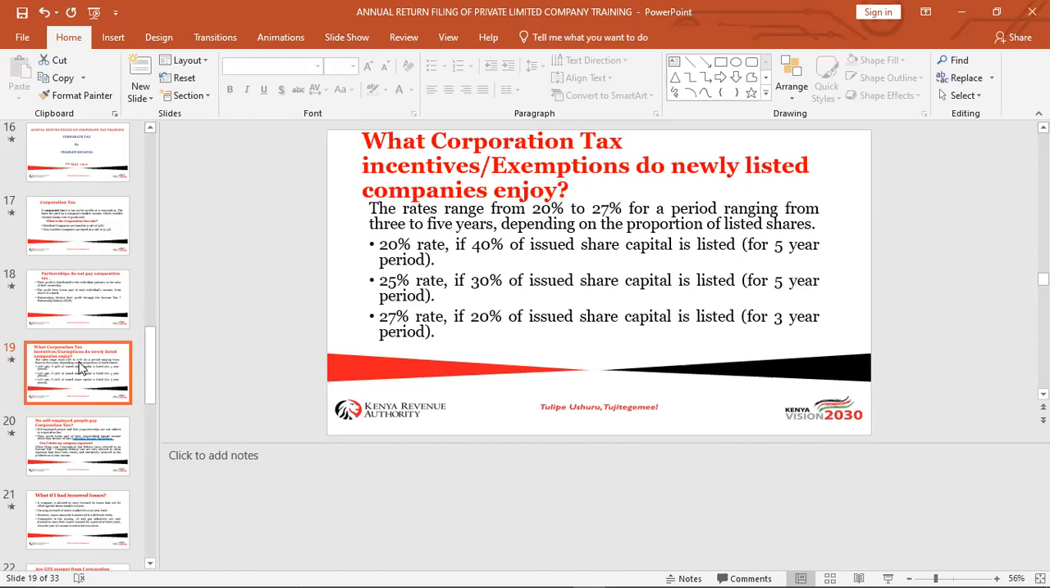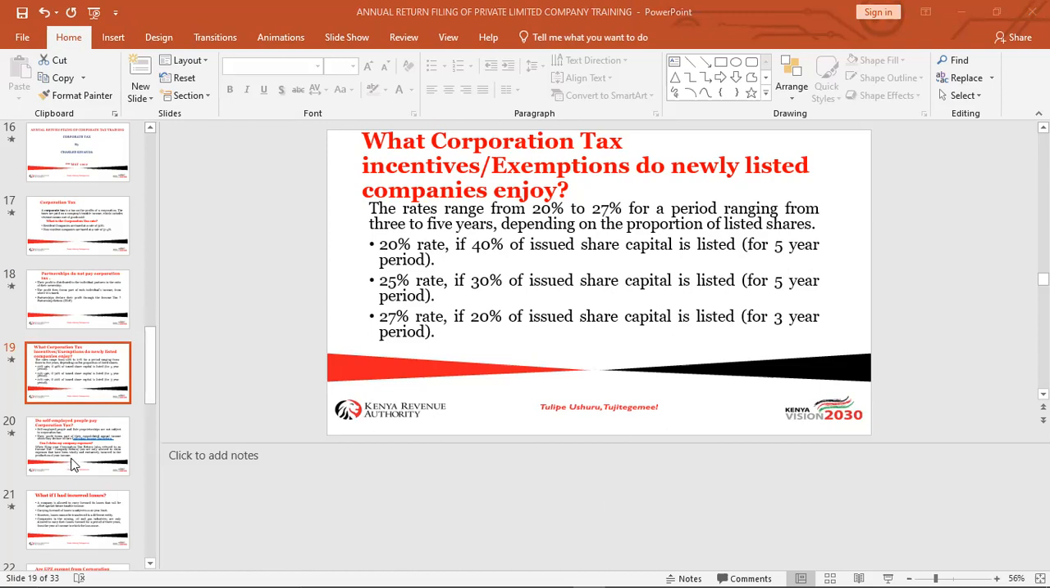So if you have 40% of your issued shares listed, you are taxed at 20% for a period of 5 years. Then if you also issue 30% of your shares, you are taxed at 25% instead of 30% for a period of 5 years. Also, if you have issued 20%, you also enjoy that. You are taxed at 27% for a period of 3 years.